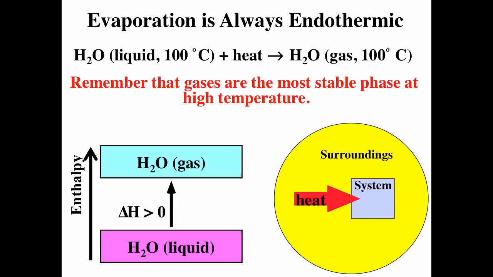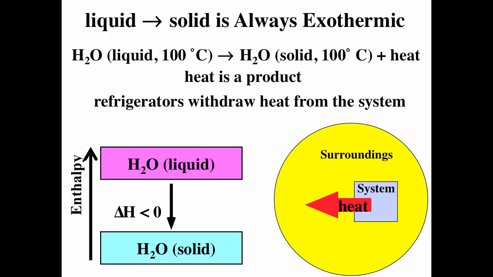You should also remember that gases are always the most stable phase at high temperature for a compound, as long as there's no decomposition. For a liquid to a solid, you have to take heat away, and so that's always referred to as exothermic. And so heat is a product.